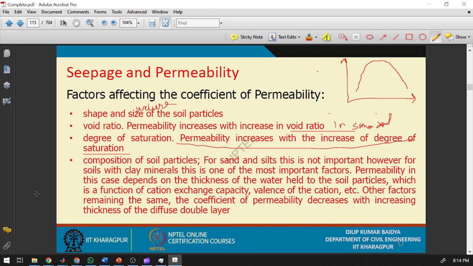Okay, and composition of soil particles for sands and silts is not a factor. However, for soils with clay minerals, it's one of the most important factors. Permeability in this case depends on the thickness of the double diffused layer, as we call it, which is a function of the cation exchange capacity, valence of cations, and other factors remaining the same. Coefficient of permeability decreases with increasing thickness of the diffused double layer. Okay, this is about composition of the soil particle, basically the clay mineralogy.